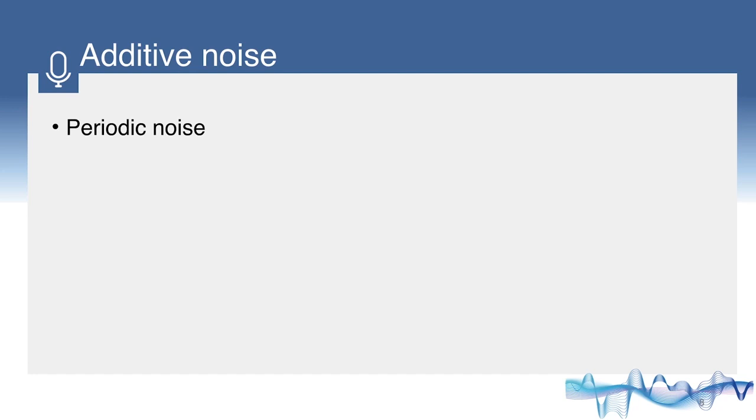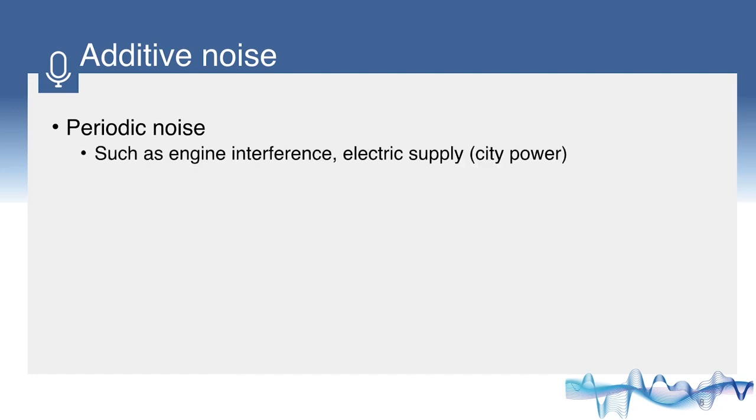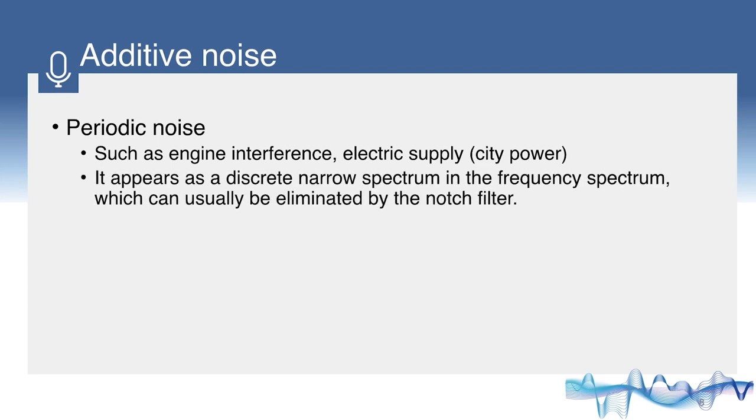Periodic noise such as engine interference and electric supply, city power, has some correlated component. It appears as a discrete narrow spectrum in the frequency domain, which can usually be eliminated by the notch filter. The filter should be designed to remove the periodic noise while preserving speech intelligibility.